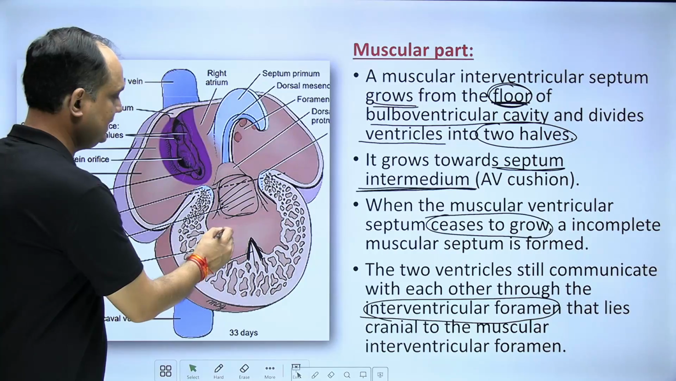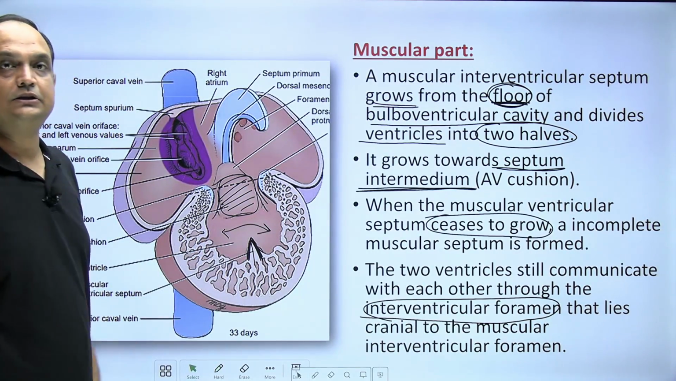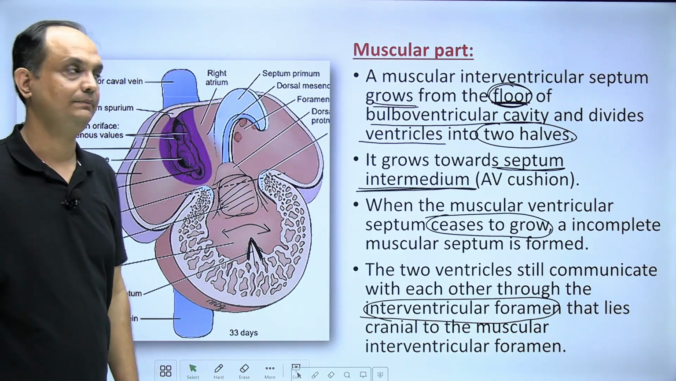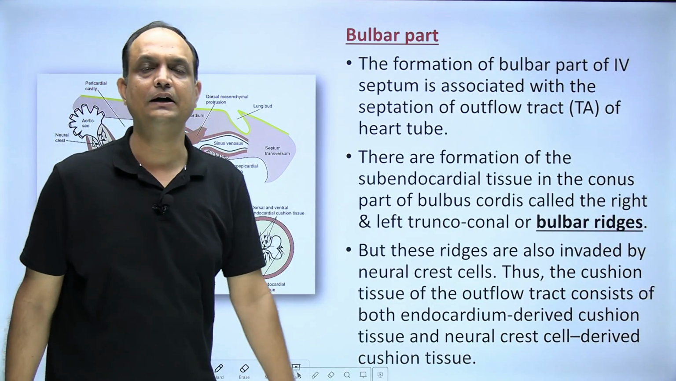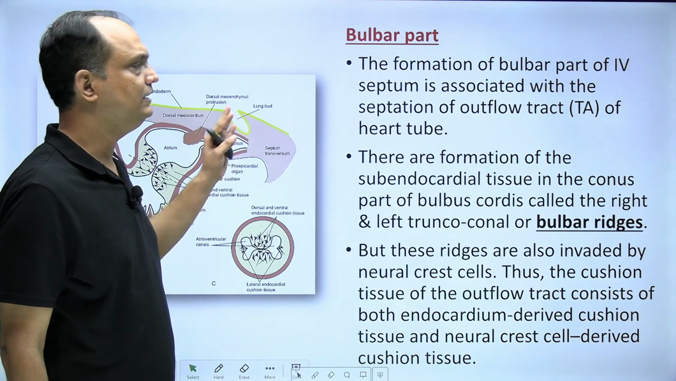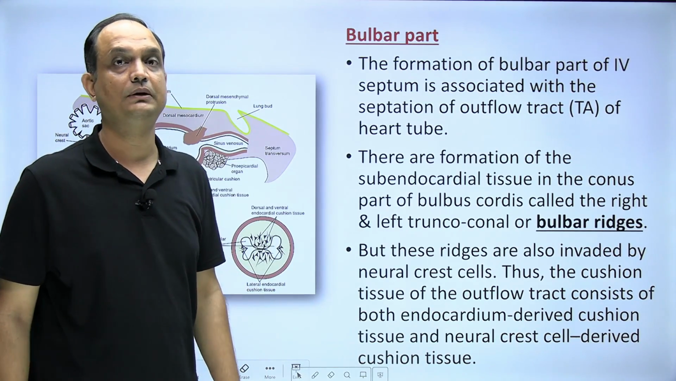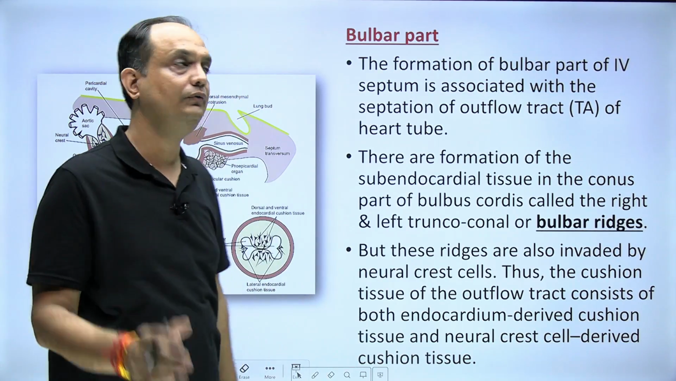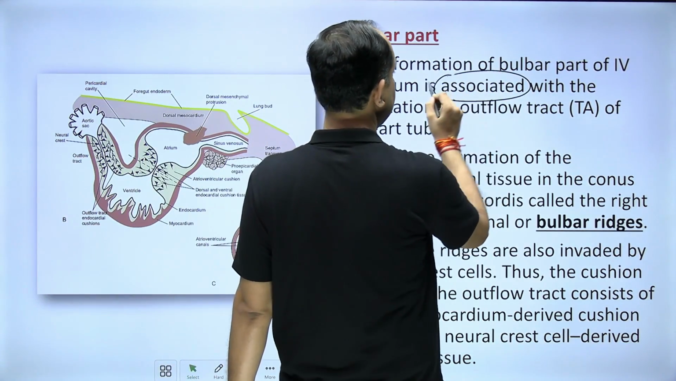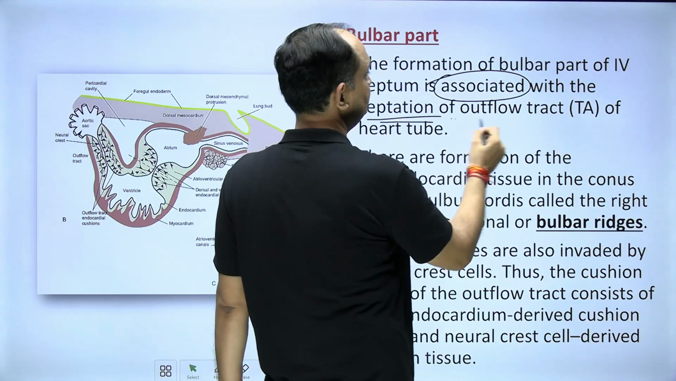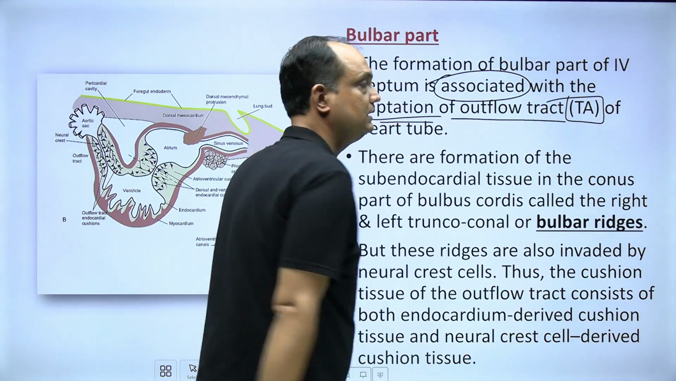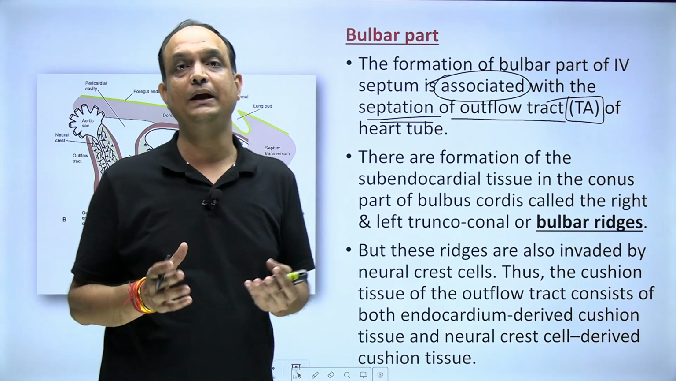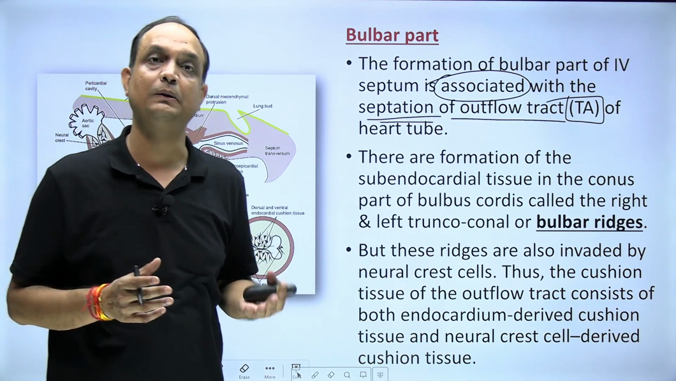So here you can see that this foramen is present, and this foramen lies cranial to this muscular part of the interventricular septum. Now there is a second part, which is the bulbar part. Now dear students, when you are talking about the formation of the bulbar part, you always keep this in mind: bulbar part formation is always associated with the division or septation of the outflow tract, that is known as the truncus arteriosus. Because we know that the truncus arteriosus divides into two big channels, one known as the aorta, one known as the pulmonary trunk.